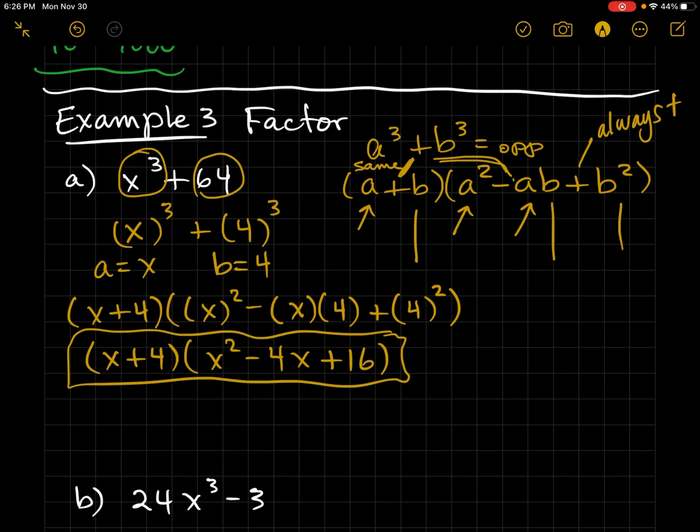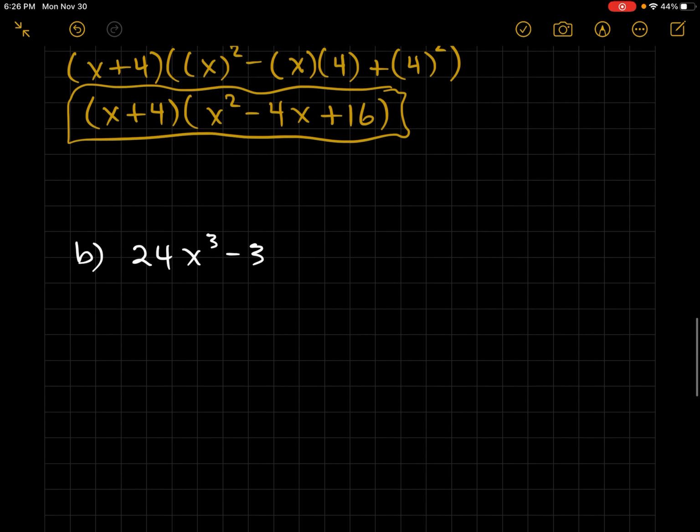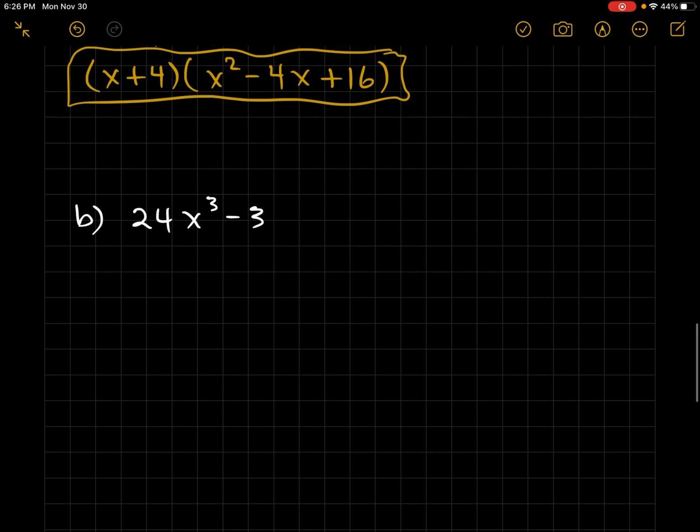Be careful. Some people, for whatever reason, like to add a 2 in there. Don't do it. No, no, no. That's for perfect square binomials. Okay. Let's go down and do this one.